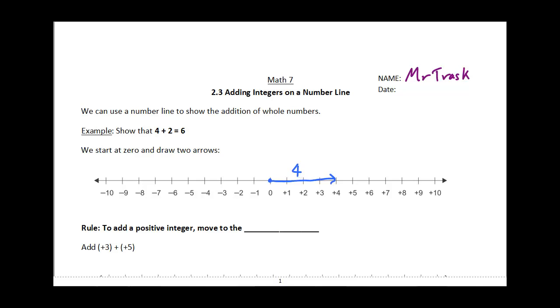And then if we want to add 2 to that, where we left off here at 4, we just add another arrow that represents 2. And we can see that this is just the same thing as jumping from 0 straight to 6.